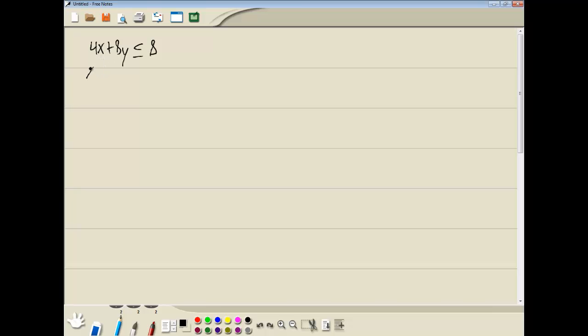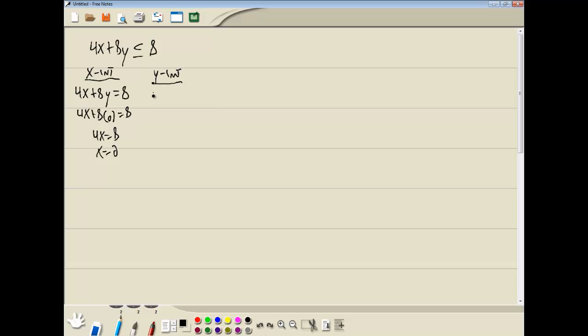But if I pick the x-intercept, for the x-intercept you always plug 0 into the other variable. We pretend the inequality symbol is an equals. So we'll plug 0 in for y. So we have 4x plus 8 times 0 is equal to 8. 8 times 0 drops away. We get 4x is equal to 8, or x is equal to 2. So our x-intercept is 2.